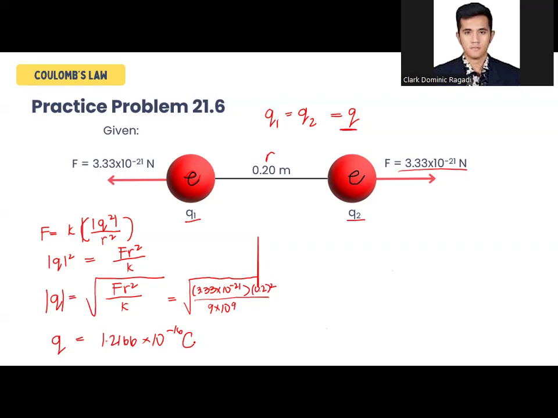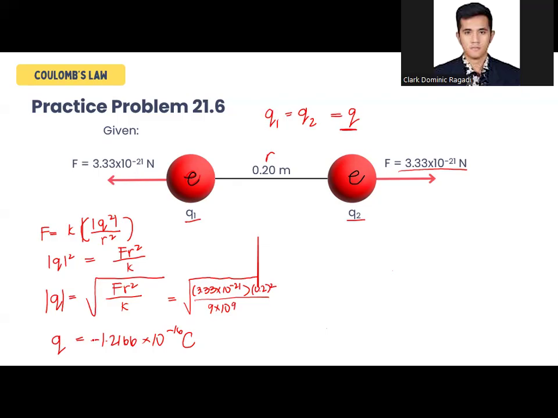Okay? And since we are dealing with electrons, that would mean that our charge is negative. So that's the charge of each of these particles. Q1 is negative 1.2166 times 10 to the negative 16. Same with charge 2.